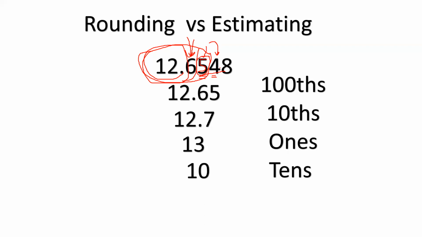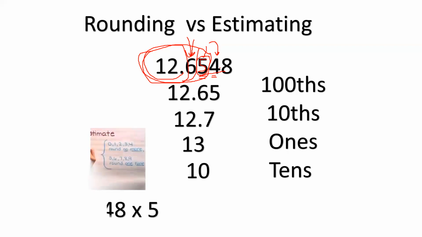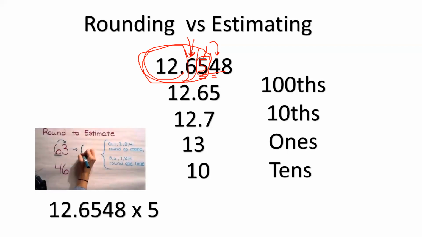Well, why do we round? Well, this is why we round. What if we were multiplying something difficult and we just wanted to estimate an answer? Well, let's look at if we were to multiply 12 and 6,548 10,000ths. Well, we would want to round this disgusting amount, and we could either round it to the nearest ones and then multiply it in our head, or round it to the nearest tens.